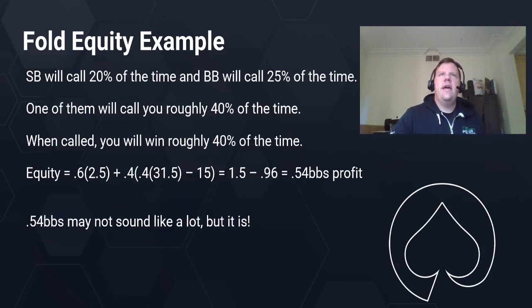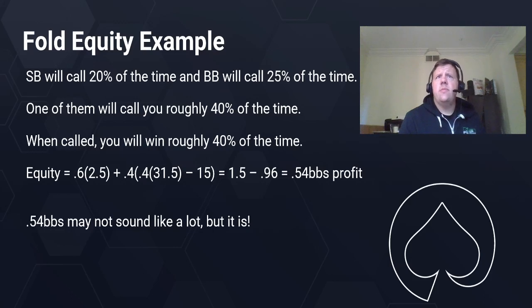So let's run through the math here of this example with the 9-8 suited. Small blind will call you 20% of the time. We can estimate that using a program like Equilab. And let's say the big blind will call us 25% of the time. They're getting better pot odds. They're closing the action, so they call a little bit more often. So the probability that one of them will call you is roughly 40% of the time.